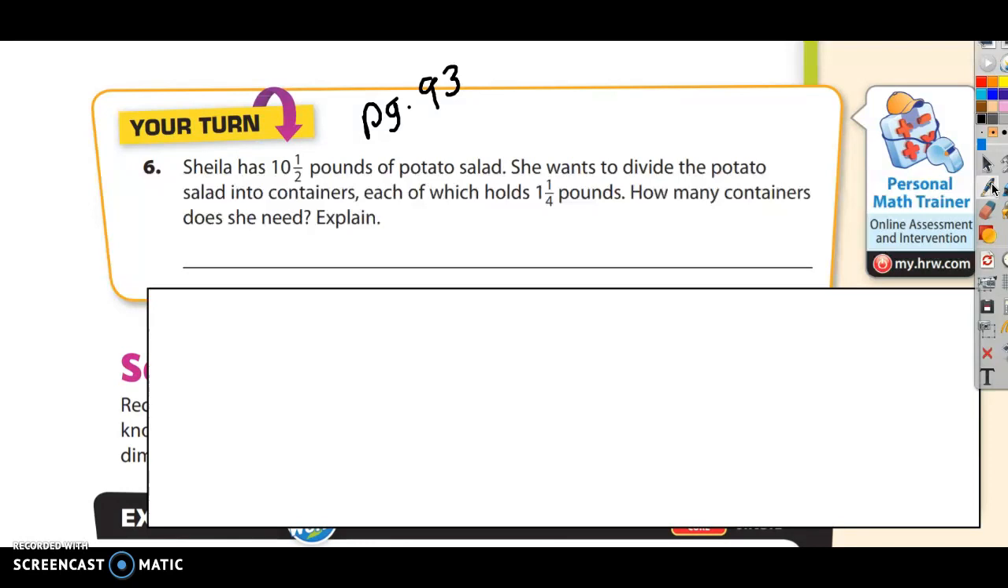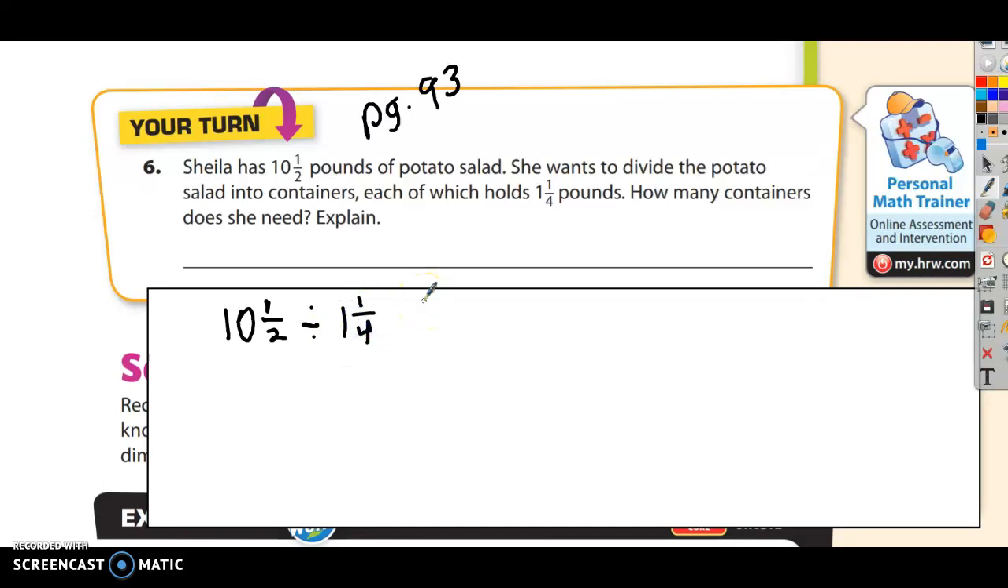Question 6 reads, Sheila has 10.5 pounds of potato salad. She wants to divide the potato salad into containers, each of which holds 1 1/4 pounds. How many containers does she need? And explain. Well, 10.5 is our total. That's our dividend. We're going to divide that by the size of the smaller containers, which is 1 1/4.